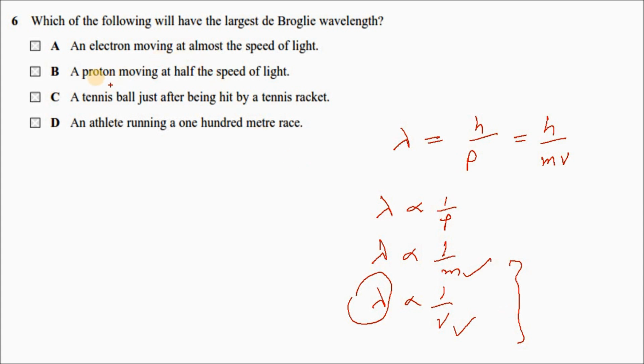So what are the options? An electron moving at almost high speed should be the option, because the electron is the lightest particle, while the proton is heavy, and the tennis ball and the athlete running have quite big masses. So electron moving at almost the speed of light, mass is small, speed is very high, so your option should be A.